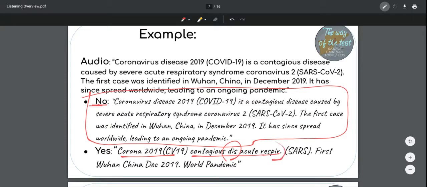Acute respiratory, again, I'm not even writing the full word respiratory. I put SARS in parentheses. First, Wuhan, China, dates and places, and the word pandemic. So you can see how this very long piece of information has been reduced to very specific words. I pretty much got rid of most of the verbs. I got rid of most of the articles and most of the prepositions, because these are just filling the information that we can get from the context.